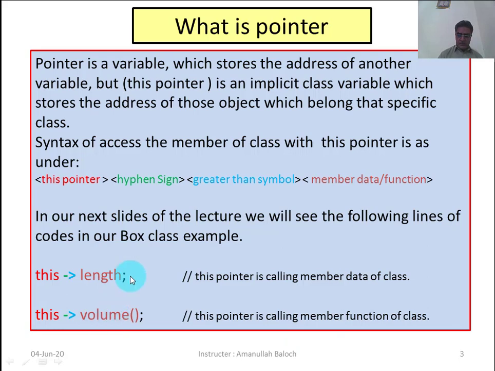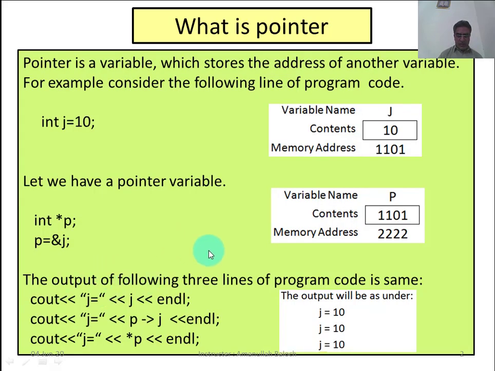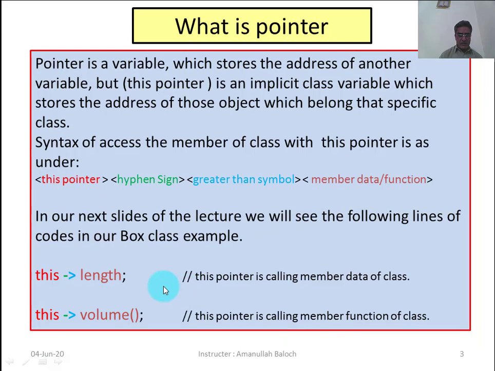Here the output of the following three lines of program code is the same. Here the computer will display the value of j. Here again the computer will display the value of j, and here the computer will also display the value of j. How will the computer do it? j is equal to j. It means the computer has to display the value of j. So this first line is the response of this first line.